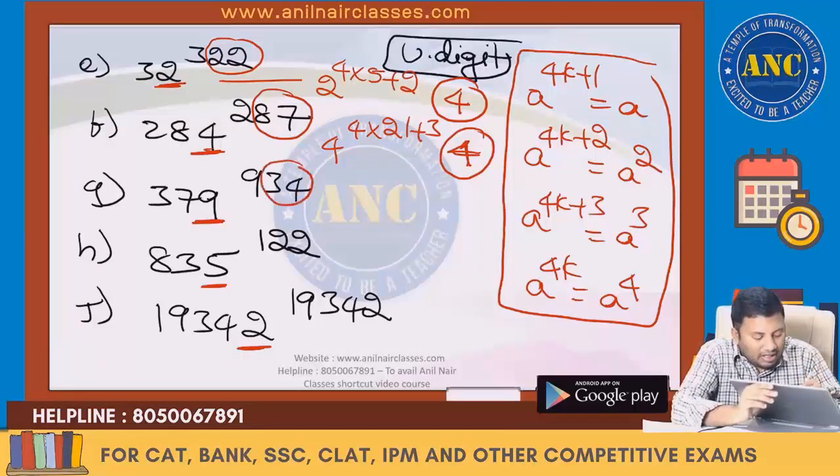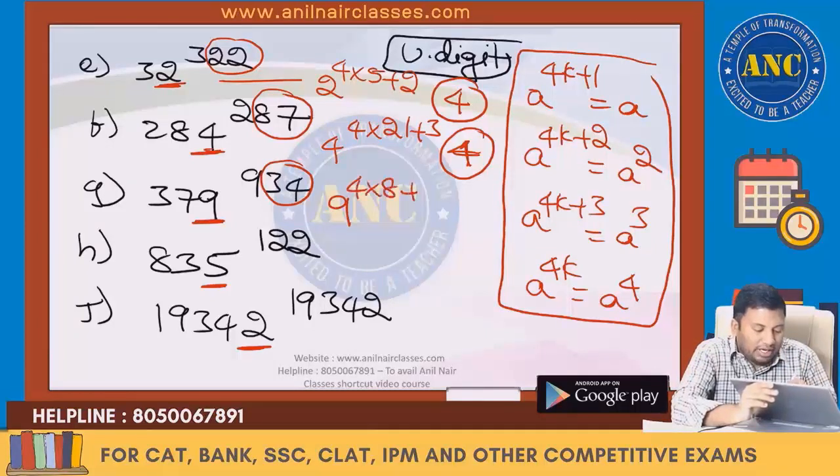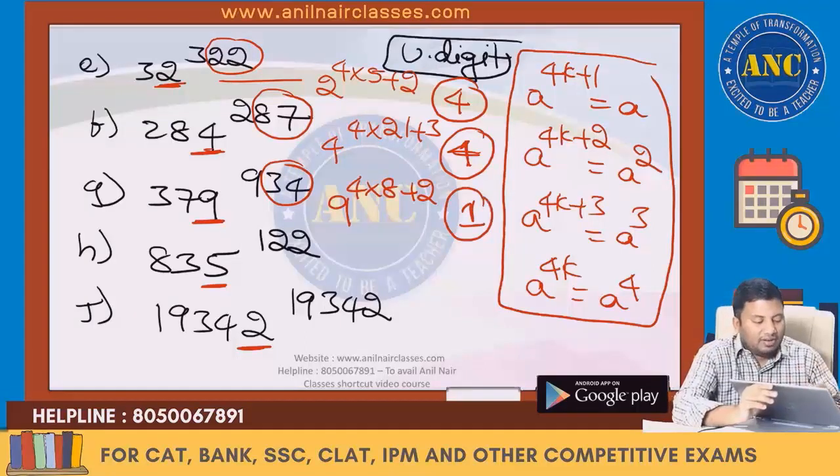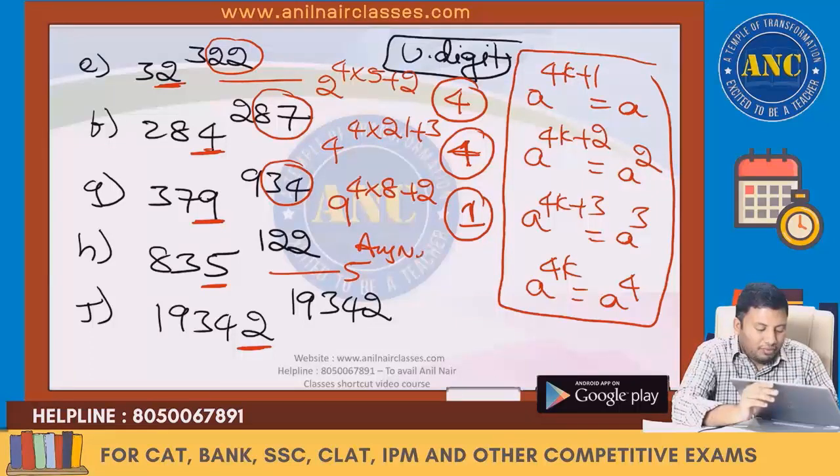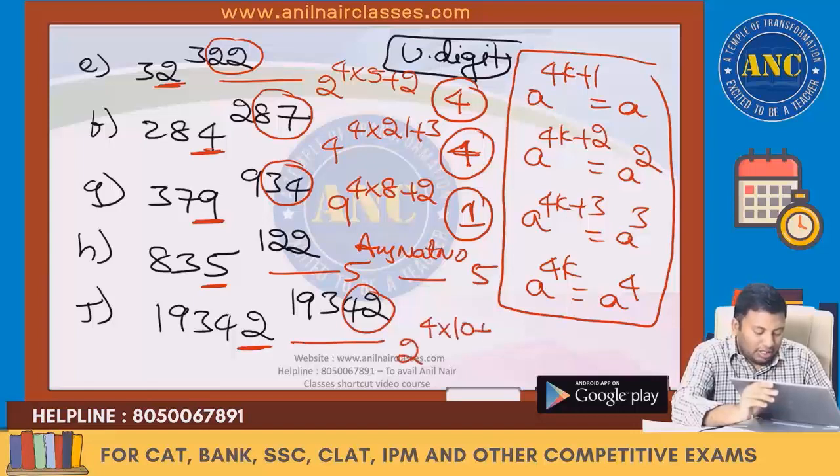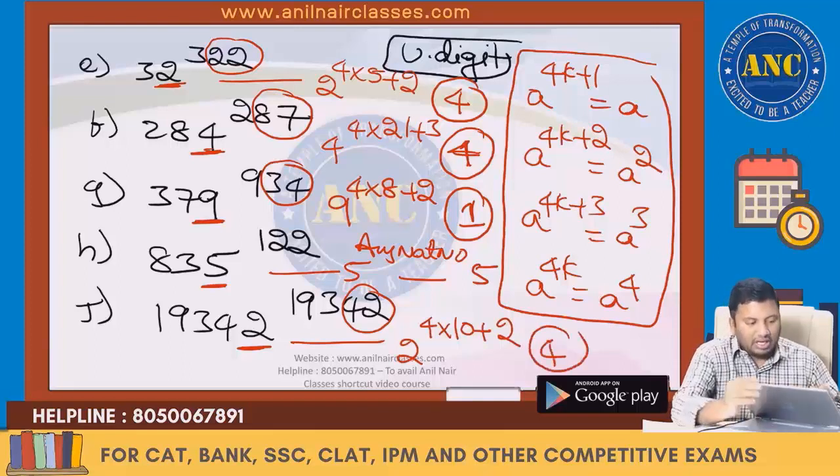9 power 34. So it is 9 power 4 into 8 plus 2. A square, 9 square is 81. 5 power any natural number will give you 5. 2 power 42 is nothing but 4 into 10 plus 2. So a power 4k plus 2, 2 square is 4.